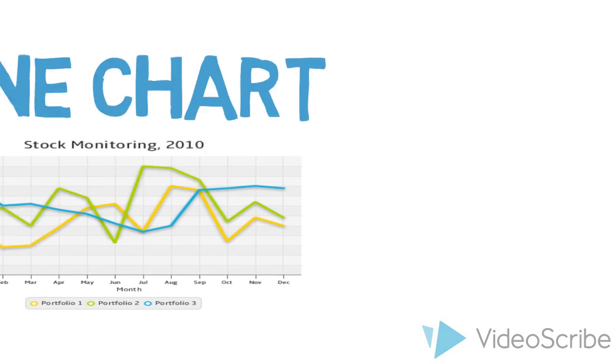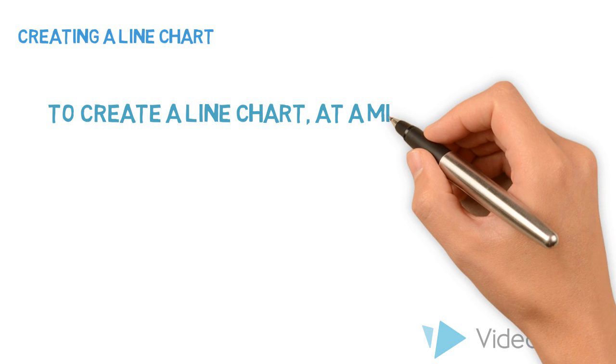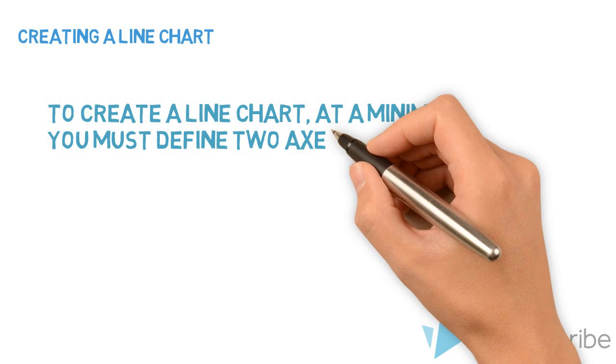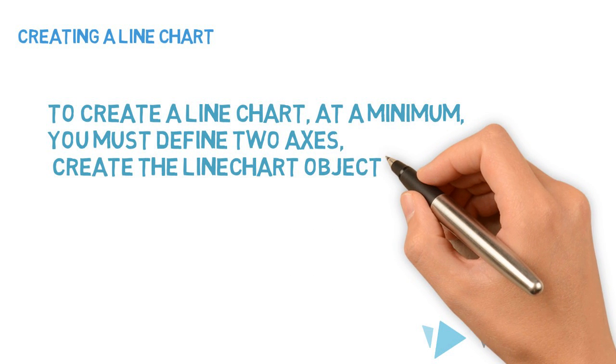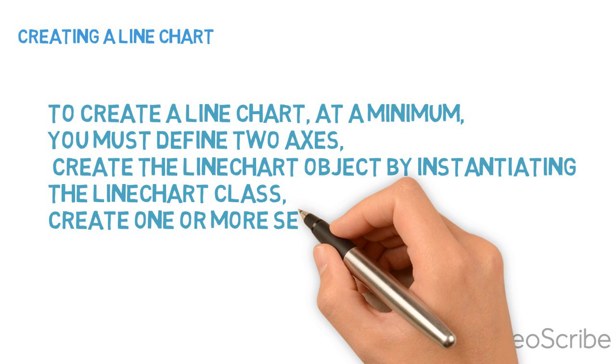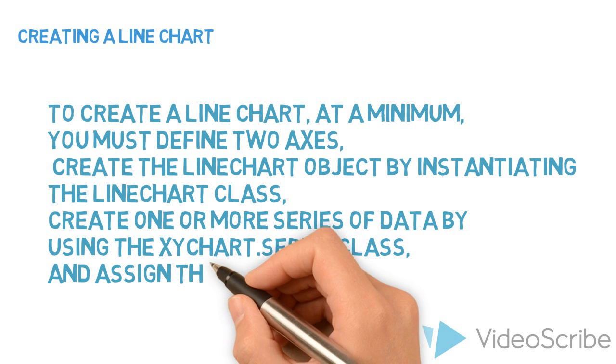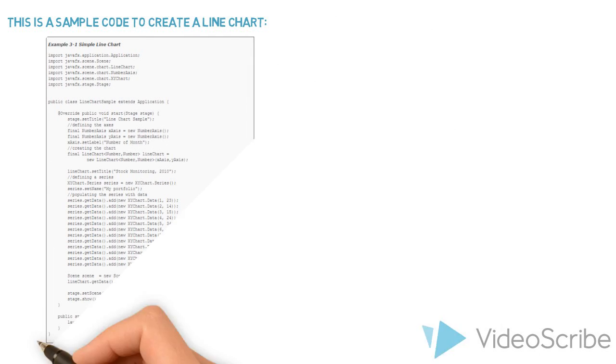Line chart. Creating a line chart. To create a line chart, at a minimum, you must define two axes. Create the line chart object by instantiating the line chart class. Create one or more series of data by using the XYChart.Series class, and assign the data to the chart. This is a sample code to create a line chart.